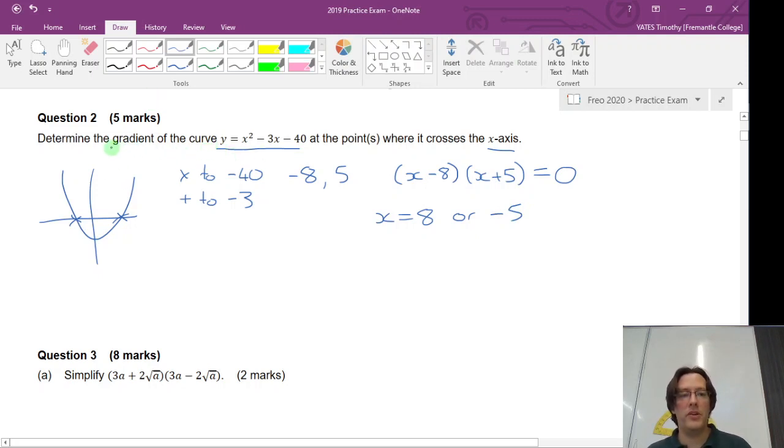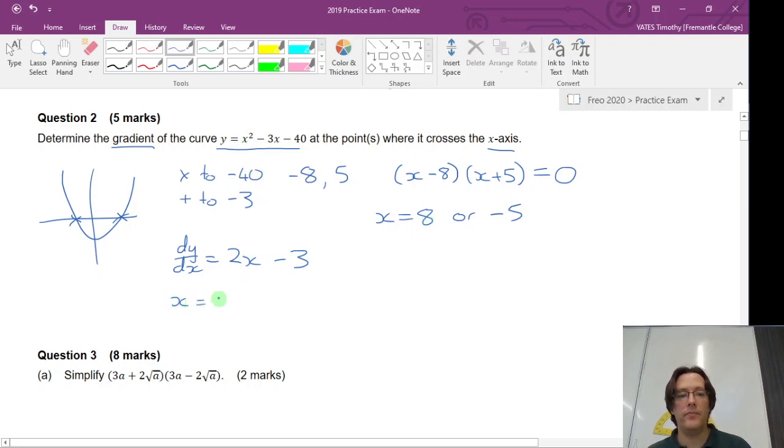But we've got to determine the gradient of the curve at those 2 points. So let's differentiate it. dy by dx is 2x take 3, and we've got x equals 8.